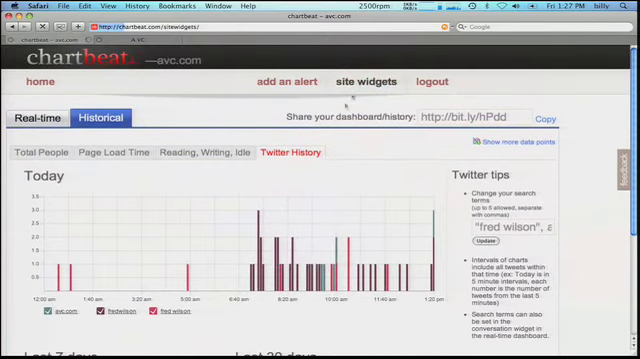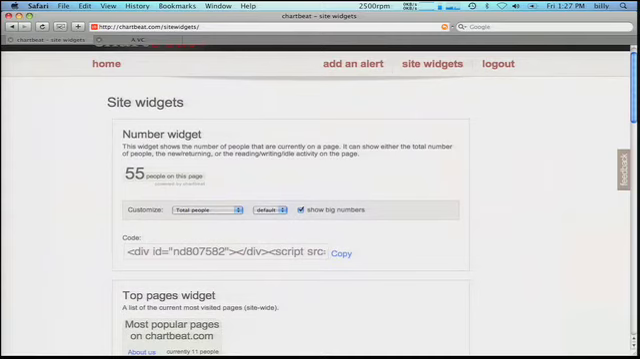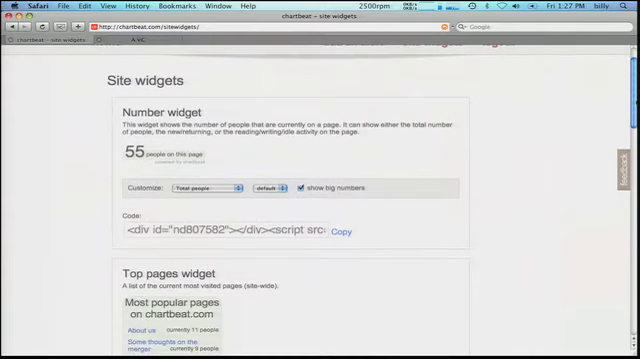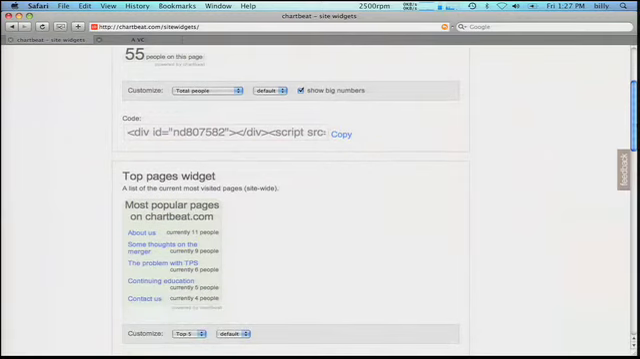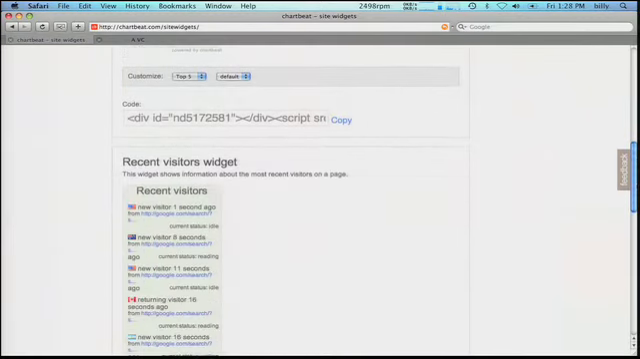So the last thing I want to show you is, as powerful as the interface is on its own, there's also a variety of site widgets that you can put on your website. All the information that I've shown you is available through an API, so if you have the means to mash it up and display it in a way that makes sense for you, then you're certainly able to go ahead and do that. But Chartbeat's also come up with a variety of canned widgets that you see here.